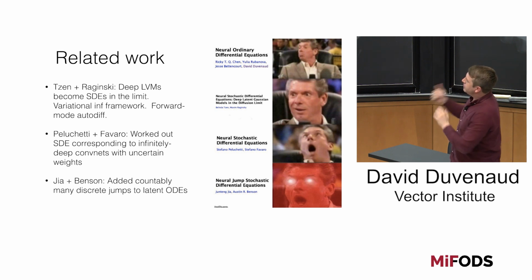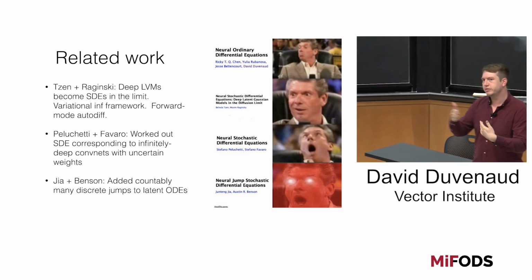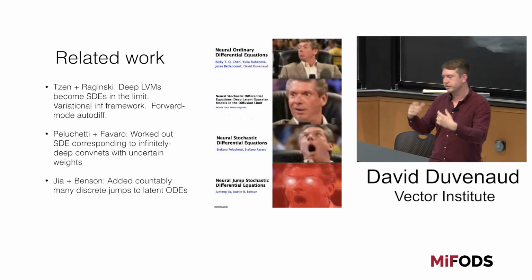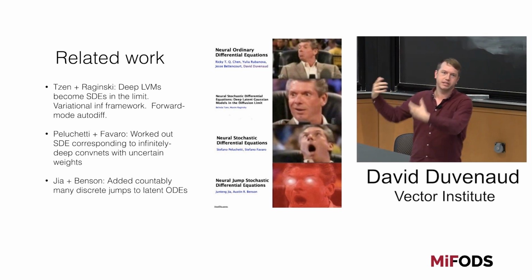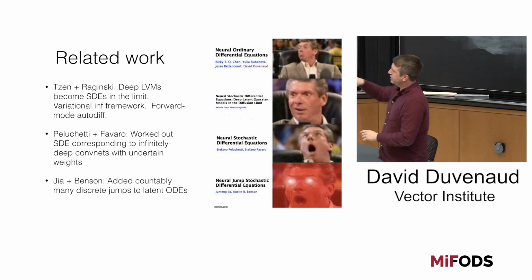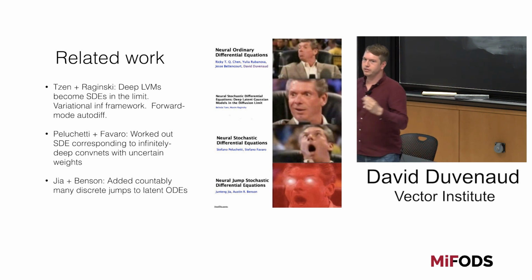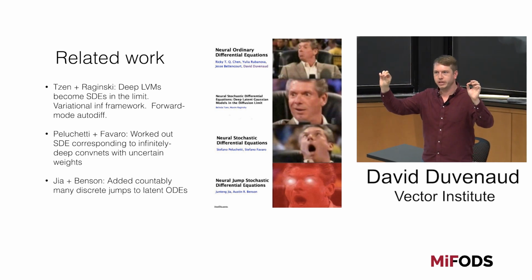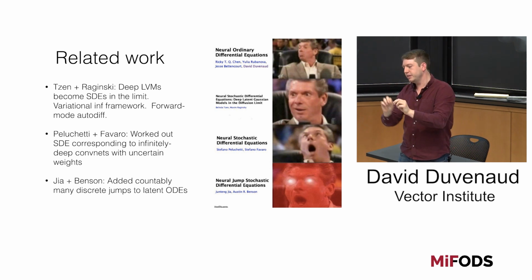The Pellecci and Favaro paper worked out that an infinitely deep convnet with uncertainty in the weights in every layer also becomes an SDE. And then this Gia and Benson paper, it's not actually an SDE. They took this latent ODE model that we were playing with and then said, let's add finitely many jumps.